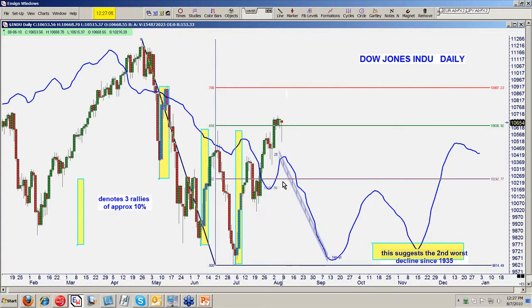And if it's correct, we should start down pretty dramatically here, and you know, it should have some fireworks in the month of August. But we'll just have to wait and see. This is just a probability-based system. It's not 100%, but it's better than 70% for sure.